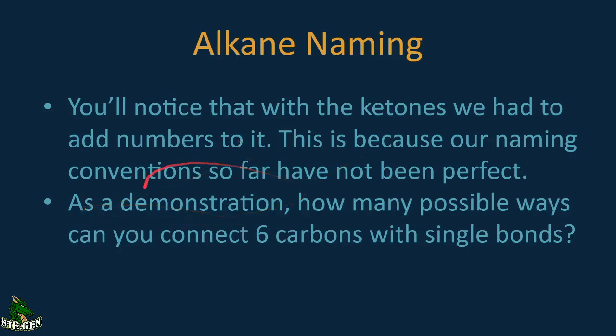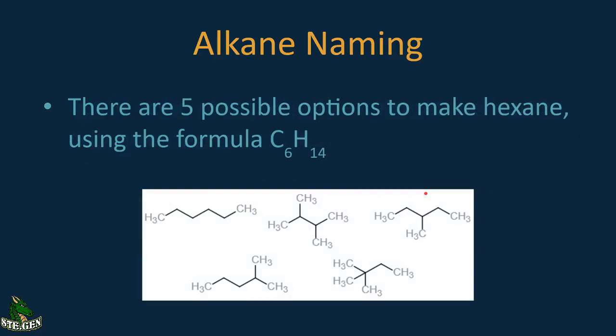So the demonstration or the idea that I left you with was how many possible ways can you connect 6 carbons with single bonds? And the answer to that question is there are 5. 5 possible options to make hexane, a 6-carbon chain, using even just the formula C6H14. Even getting that specific formula. You have it as a straight line. You have it where there is on the first carbon a bump kind of coming off of it, or a carbon chain coming off of it.